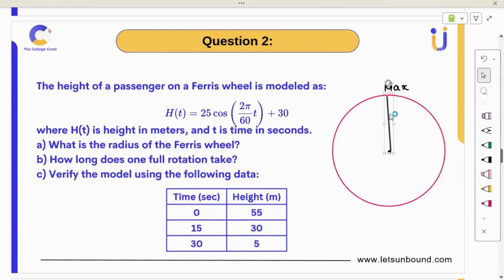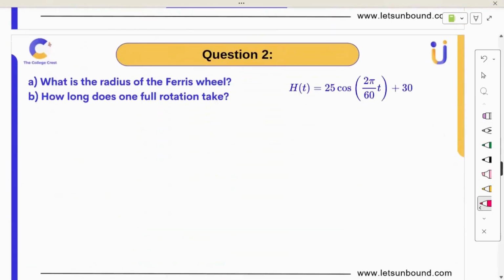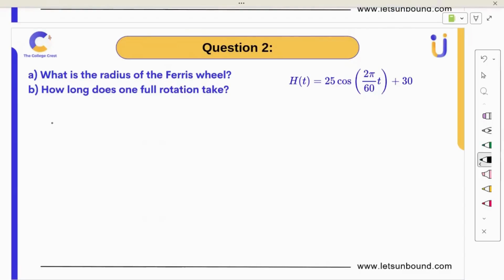Actually, here's one thing. It's not just a general cos function, right? It's a transformed cos function, and the midline is 30. So the maximum should be calculated from 30, not 0. So y equals 30, and it will go from maximum to minimum like that, right? So this is 30, and what is this point? That's my question, and then I can find the radius by subtracting them. So from this equation, how can I find the maximum? The same thing as we did before.